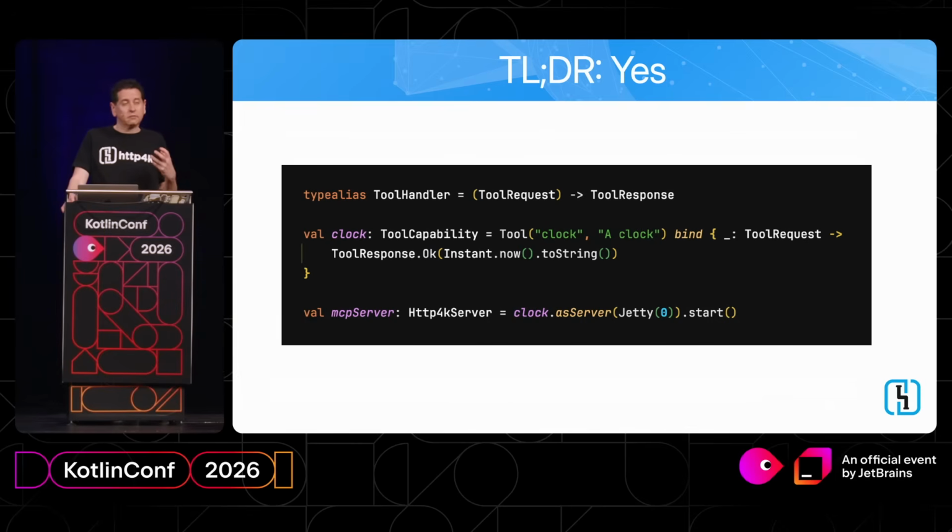We take that specification and we can bind it to a handler, which does the actual business logic work we do, and that binding creates a capability, and that capability is a tool capability, and we can take that tool capability, we can turn it into a server, and we can start it up. And that's an MCP server. Once again, we're only exposing here tool capability and HTTP server.